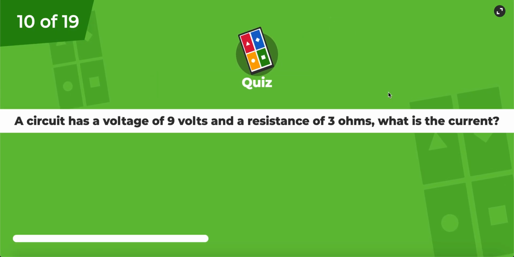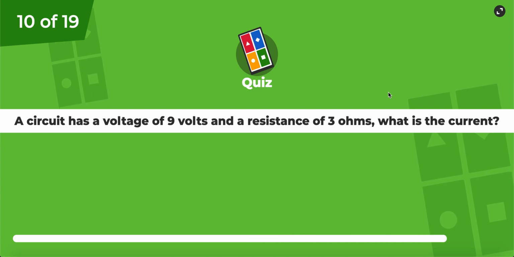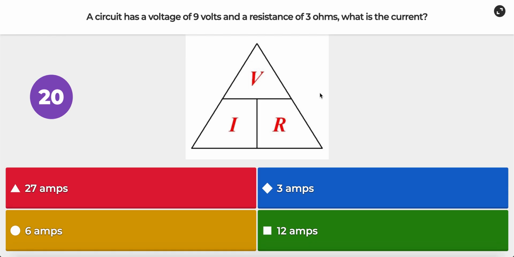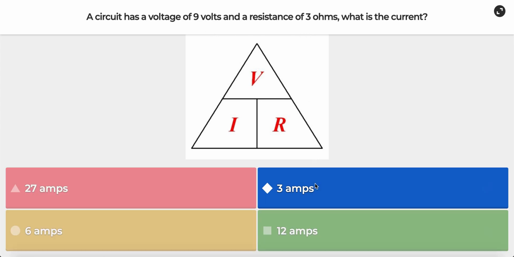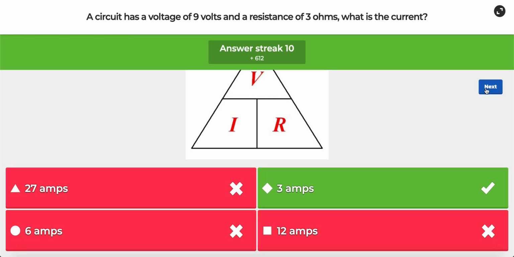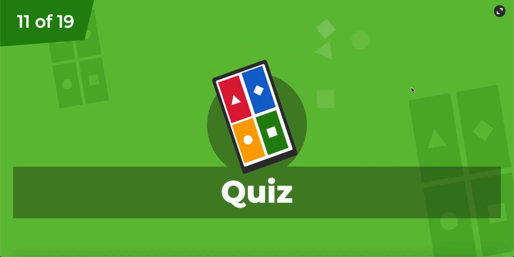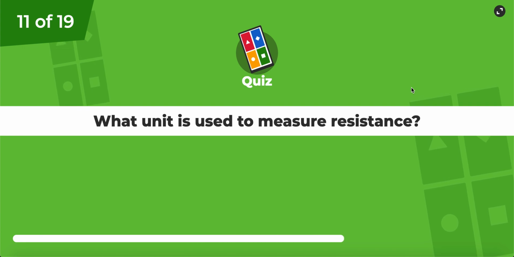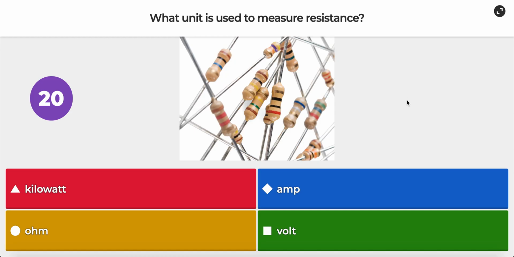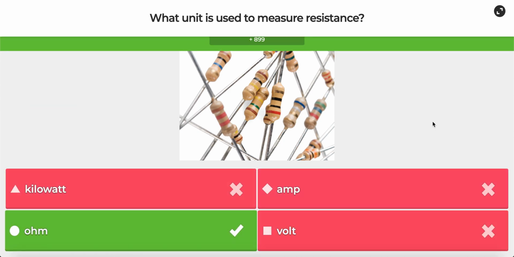A circuit has a voltage of 9 volts and a resistance of 3 ohms. What is the current? All right, so we are using Ohm's law here. Here's our formula triangle, and we are given voltage and we are given resistance. So V and R, that means we're solving for I, which is current, so cover that up. Voltage divided by resistance, 9 divided by 3 is 3 amps. What unit is used to measure resistance? So remember that resistance is going to be measured in ohms.